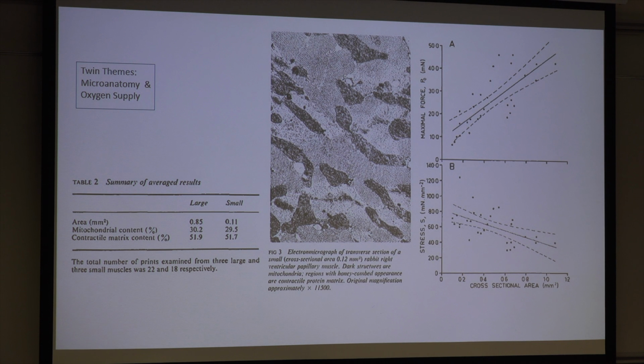So when we plot the maximal force as a function of the cross-sectional area, we see that, not surprisingly, big muscles produce more force than small muscles. But if we now rescale that to stress, that is force per cross-sectional area, which is what really matters as far as the heart's concerned, then we see the opposite effect, and we see that big muscles are greatly compromised in developing force. Well, that's surely no surprise. We've taken these muscles out of the heart, and we've therefore isolated them from blood supply and oxygen supply. And the obvious interpretation of this is that there's oxygen diffusion limitation in these big muscles.